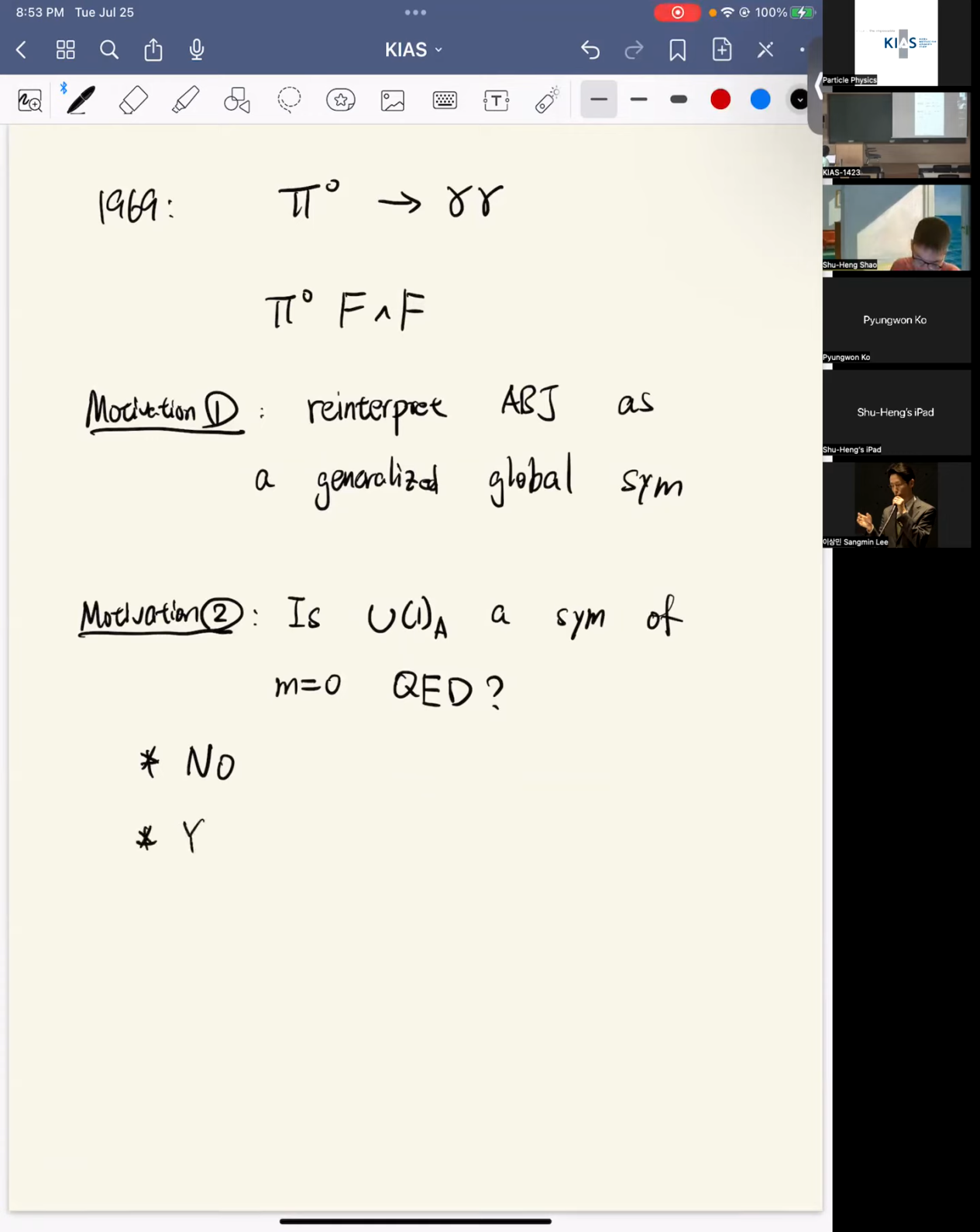On the other hand, people also say, but it's actually a symmetry in flat space-time, even though there's no conserved current. And both answers are correct. In flat space, the anomaly is mediated by the instanton. However, there's no instanton in flat space-time for an abelian gauge group because pi3 of U1 is trivial.